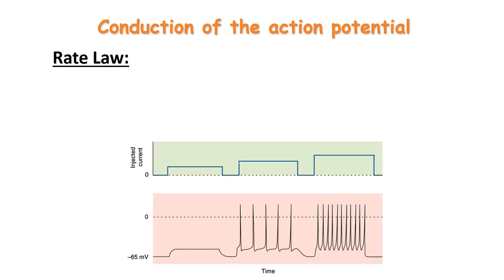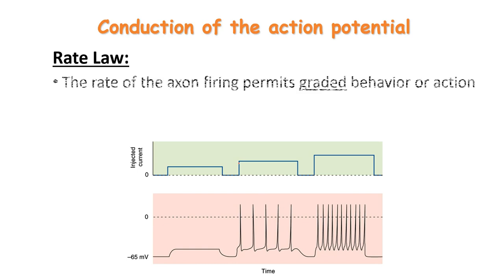The second law is the rate law. When you think about it, our behaviors are not very black and white. We aren't like all or nothing. We don't pick up an egg with the same intensity that we pick up a textbook. They're totally different things. So how does the nervous system use action potentials, which are all or nothing, and translate it into something with variation, which is what most of our behaviors are? It has to do with the rate or frequency of action potentials.